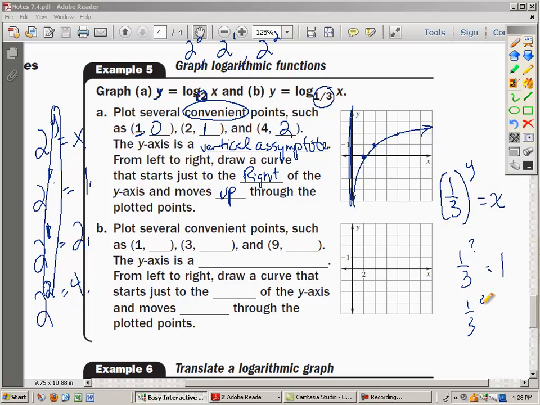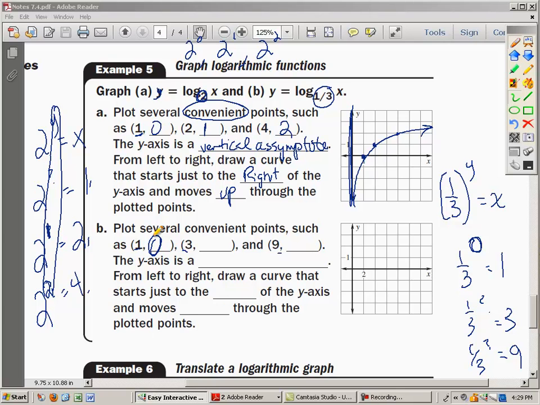1/3 to what power is going to give me 3? And 1/3 to what power is going to give me 9? Once again, I'm choosing numbers that are multiples of 3 because I know that if I flip 1/3 upside down, that's going to give me multiples of 3. Anything to the 0 power is 1, so that one's pretty easy. That's the point 1, 0.